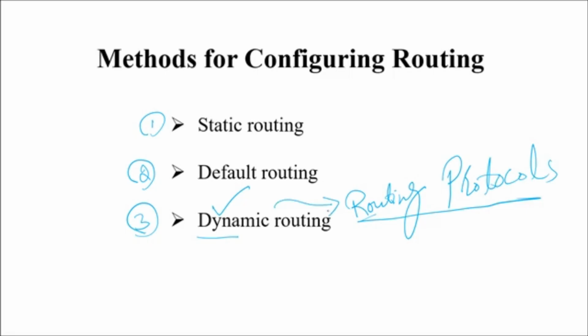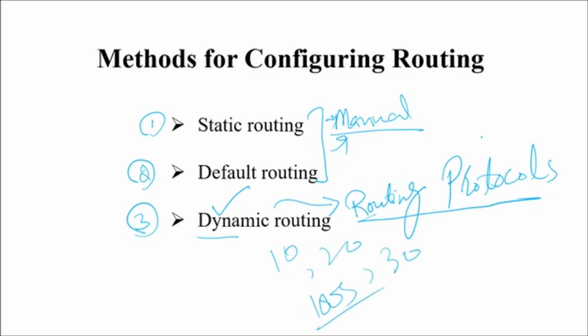Static is manual, meaning you configure it manually. Both static and default are manual. Static is used for small or simple networks, if you have fewer networks. But if you have more networks or want better management of the configuration and network, what will you consider a large network? Maybe 10, maybe 20, maybe 30, maybe hundreds, etc.